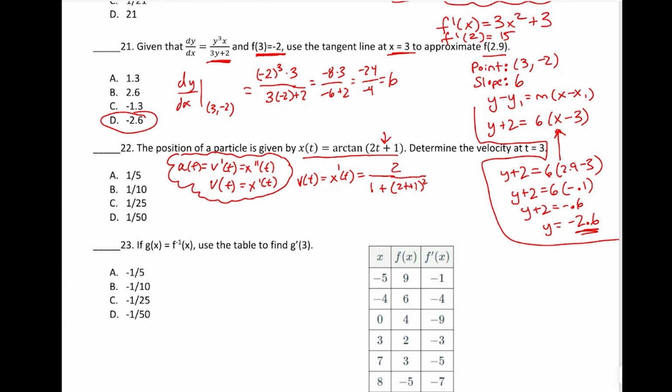So now I just need to evaluate this when t is 3. So I'm going to find v of 3. This is 2 over 1 plus, let's see, 2 times 3 is 6, plus 1 is 7, and 7 squared is 49. So this is going to be 2 over 50, or 1 over 25. Our answer is C.